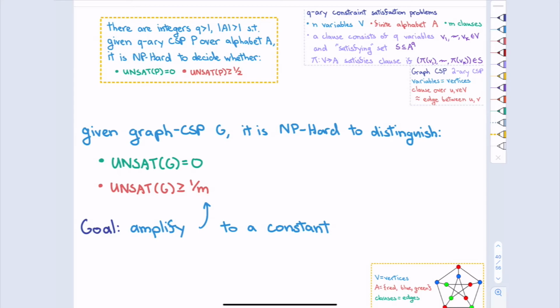Okay, so we're going to start with one instance of graph CSP and somehow build a more and more complicated instance of graph CSP, although we do have to be mindful about the size. What starts at a polynomial needs to stay at a polynomial, okay? But somehow build some redundancy, a more complicated, involved graph CSP, where suddenly figuring out if the unsat is bigger than 1/3 or something is as good as figuring out if the original unsat was zero.